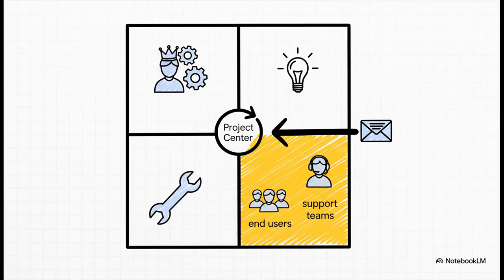Down in the bottom right, we have low power, high interest. These are people like your end users, or maybe the customer support team. They care a ton about the project's outcome, and they're an absolute goldmine of useful feedback, but they don't control the budget. The strategy? Keep them informed. Regular updates on what's happening are all you need to keep them on your side.